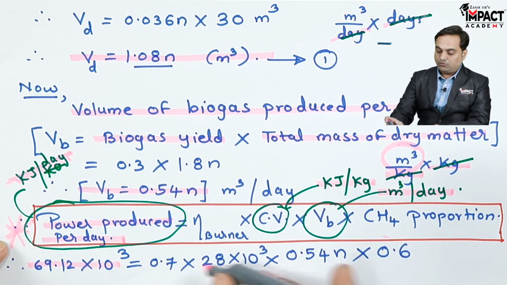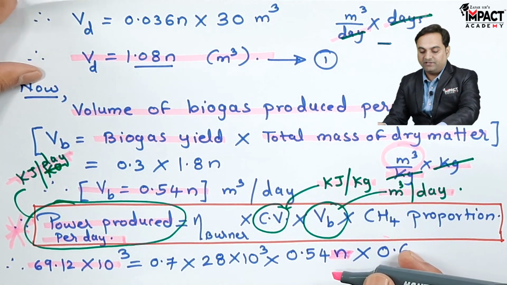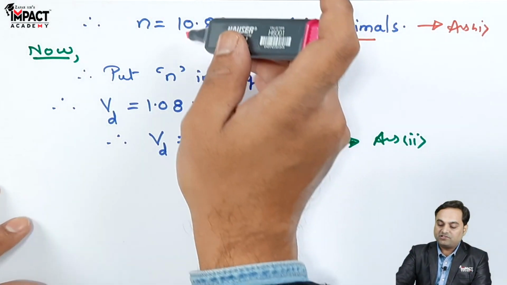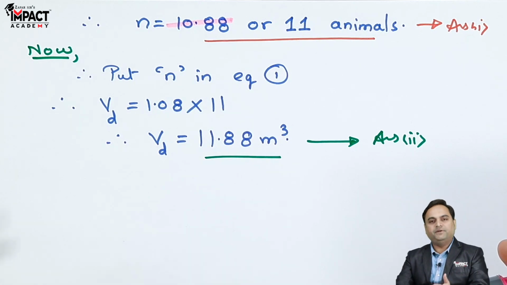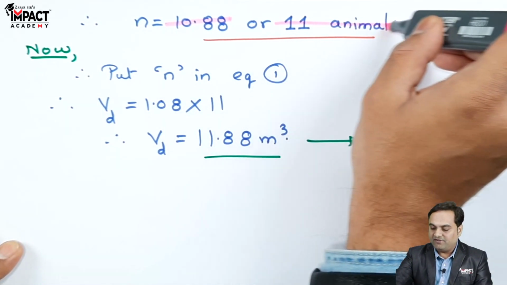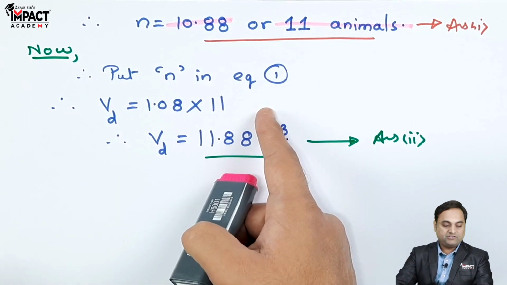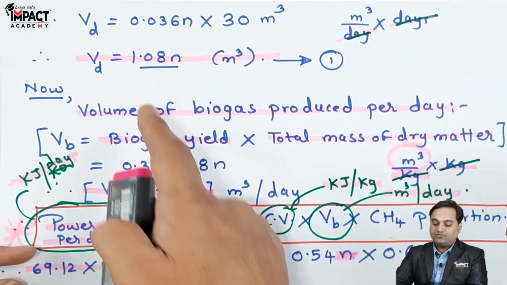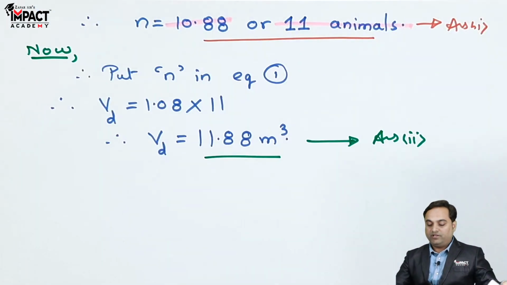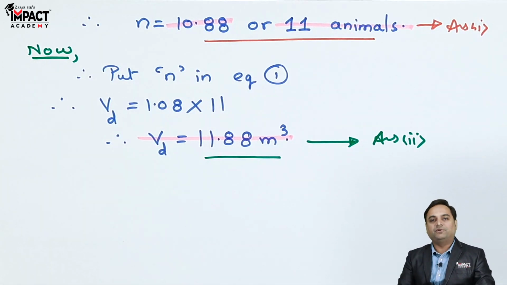So here only one unknown is there, which is small n, the number of animals. On calculating this, I get the number of animals as 10.88. It has to be converted into the next higher value, because the number of animals can't be in decimal form. So it comes out to be 11 animals, meaning 11 animals are required to operate this biogas plant for the given power. Now we have to put this value of small n in equation number 1 to get the volume of the digester which was asked in the question. So 1.08 into n, n is 11. Therefore the volume of digester comes out to be 11.88 meter cube. So with that the problem gets completed.